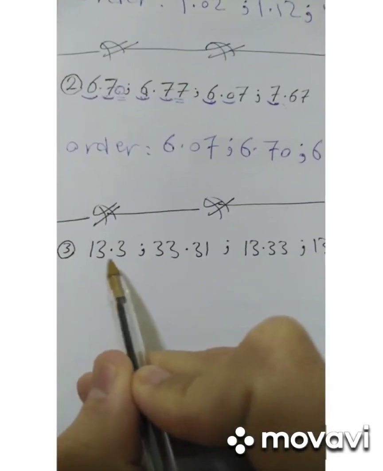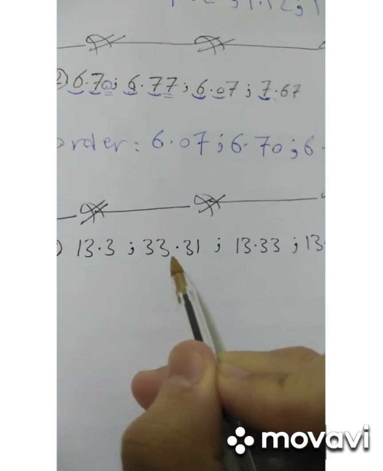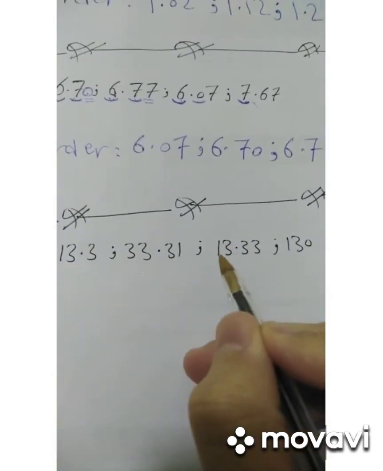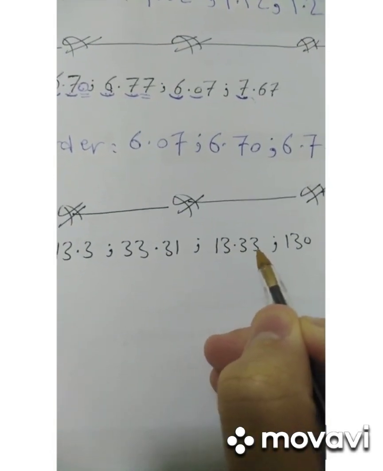We have 13 and 3 tenths, 33 and 31 hundredths, 13 and 33 hundredths.